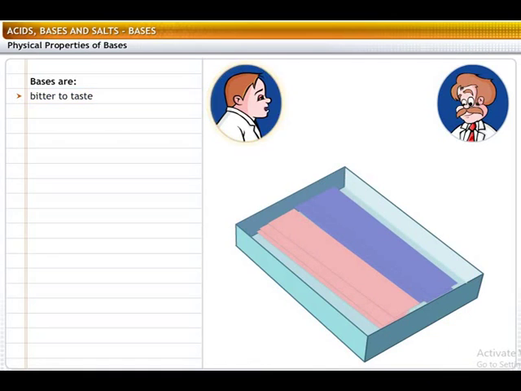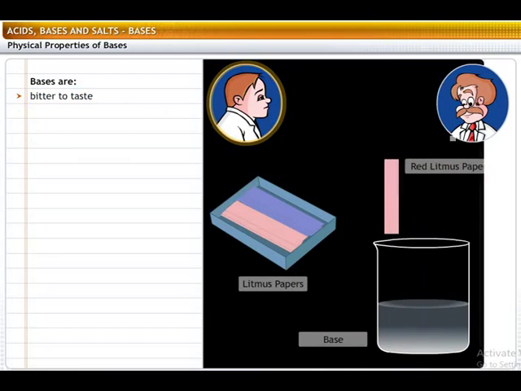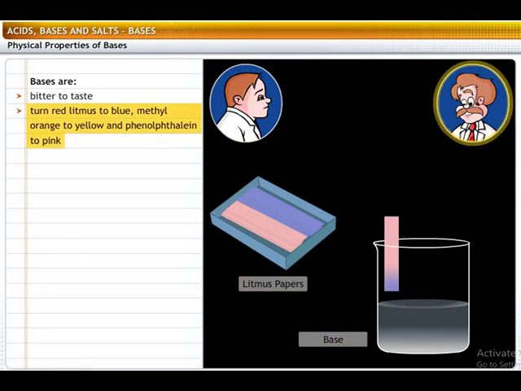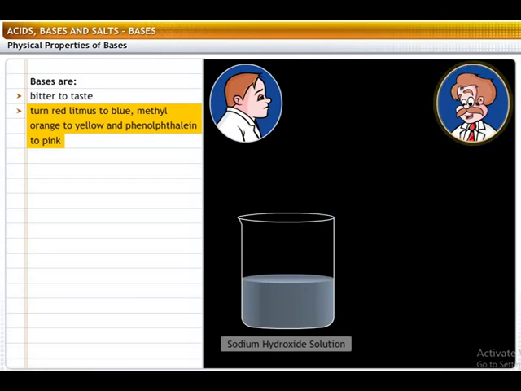What are these colored strips of paper? What are they used for? These colored strips of paper are called litmus paper. Bases turn the red litmus to blue. Apart from litmus paper, we can use methyl orange.